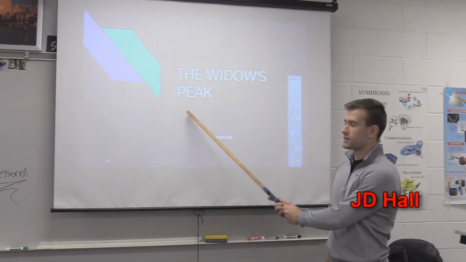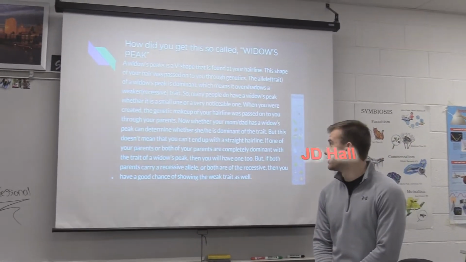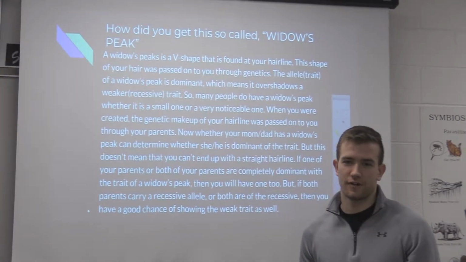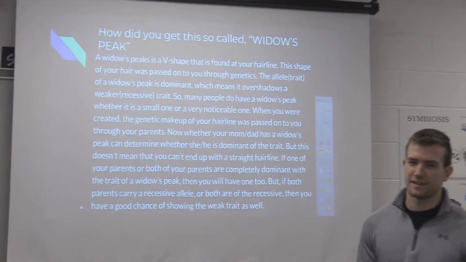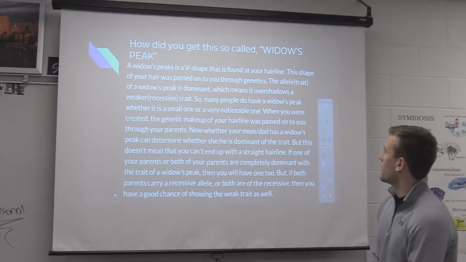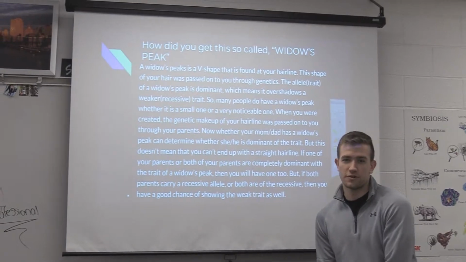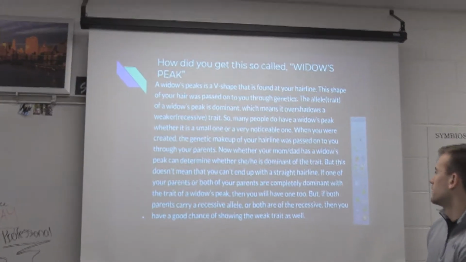What's up, guys? We're going to talk about widow's peak, which is a Mendelian trait. All right, so widow's peak is just the V shape on your head if you don't have a straight hairline. Some people can get on you for that. Other people understand it. The allele is a dominant trait for widow's peak, so most people do have one, whether it's noticeable or not noticeable.